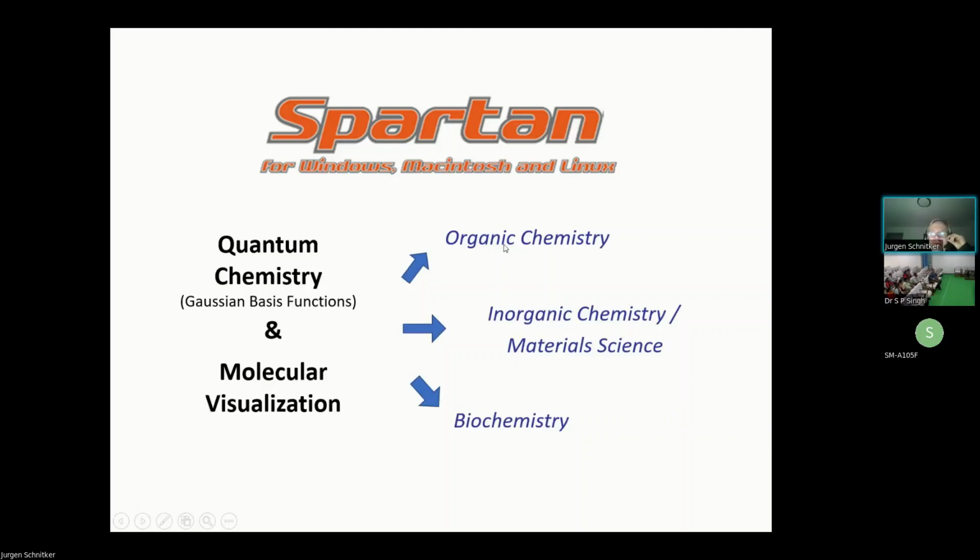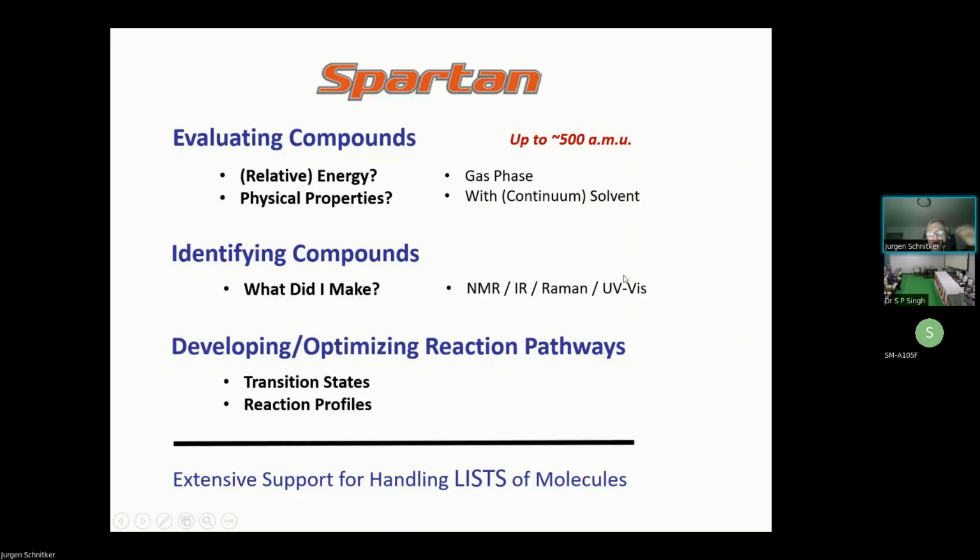It has tens of thousands of copies around the world. The most prominent use is always in organic chemistry. We won't really touch on this in the next hour, but that is the bulk of the user base. In organic chemistry, material science is just that you work with more elements from the periodic table. That's the main difference to organic. Biochemistry applications, there are quite a few of those too. We won't talk about it in this talk.